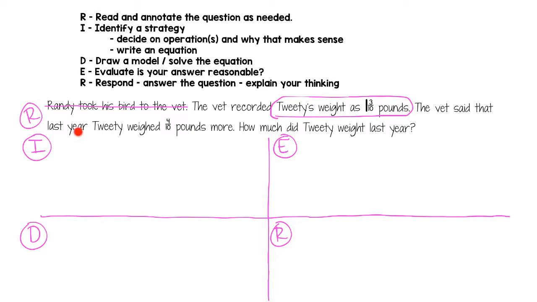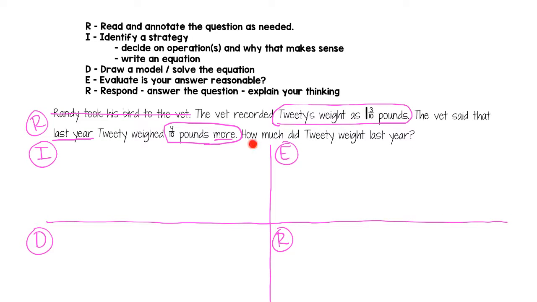The vet said that last year Tweety weighed 4/10 pounds more. So we know 4/10 pounds is important. Is anything else important? Yes, that last year Tweety weighed 4/10 pounds more. More is a really important word because it tells us about the operation that we're going to choose. How much did Tweety weigh last year? That's our question, so we're going to underline it.